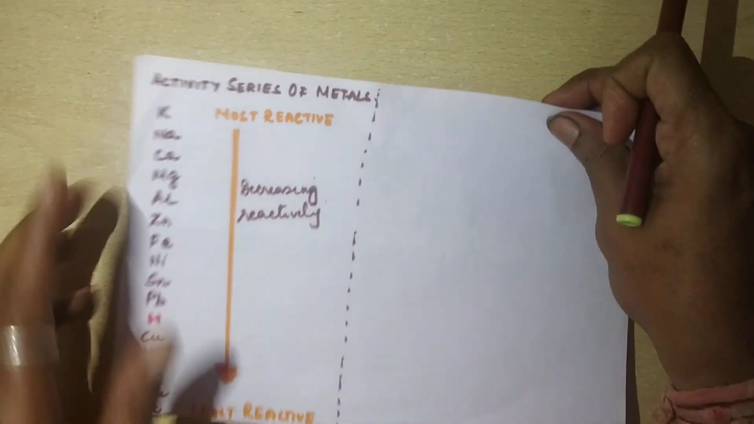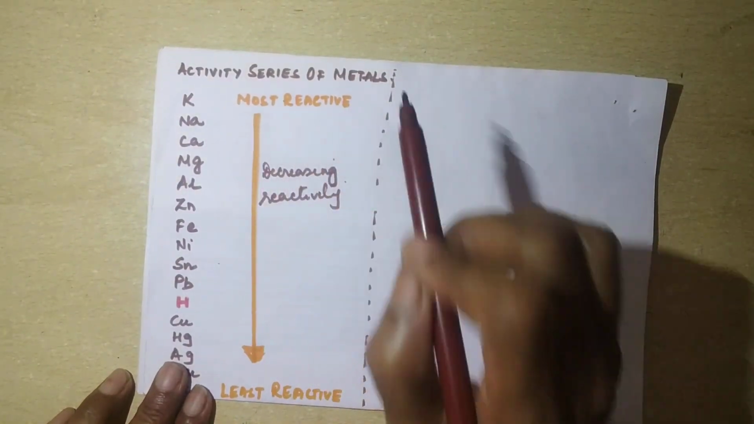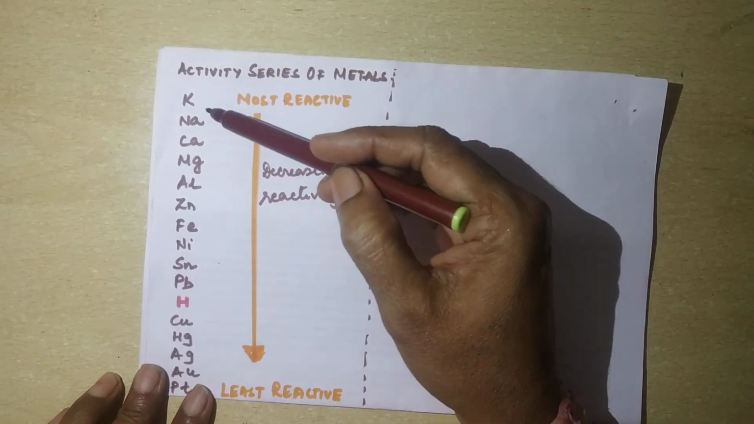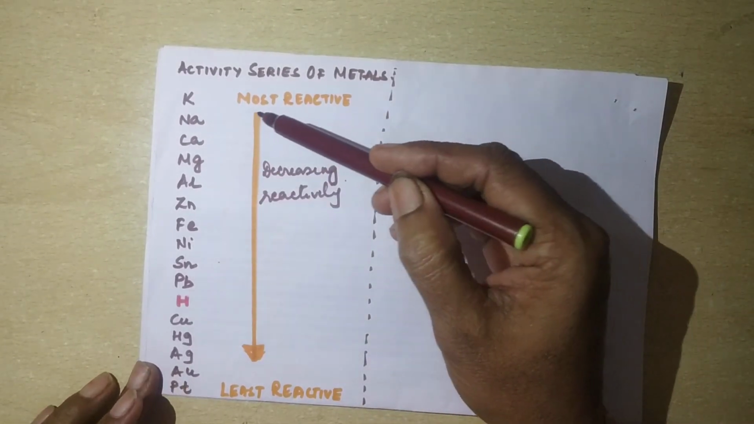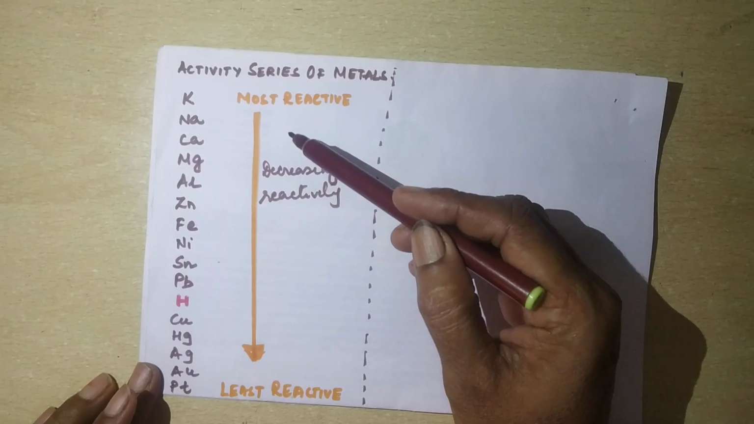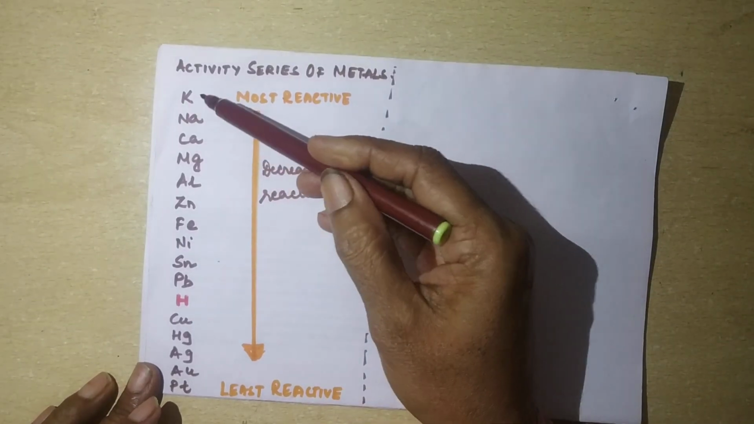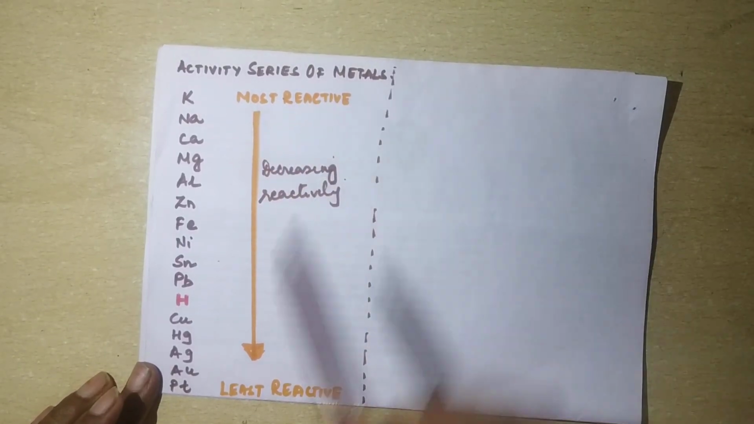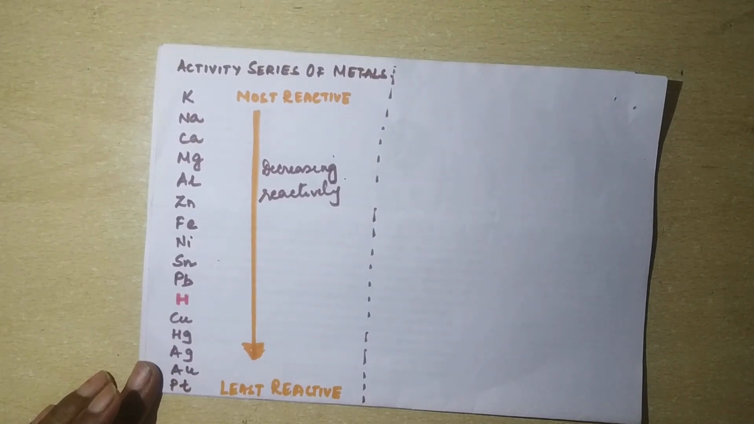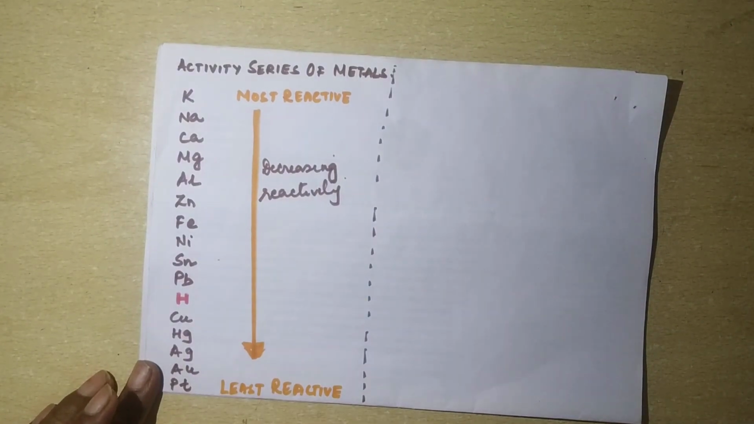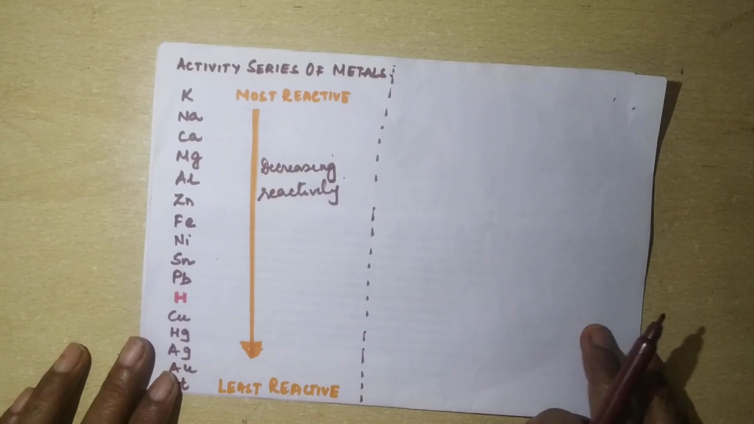So first, before that, you should know about this activity series of metals. So this is the activity series in which the metals are arranged in decreasing order of their reactivity. So potassium is over here the most reactive element and you have platinum over here the least reactive element. Some of the metals I have shown you over here in this series. Let us take some examples.